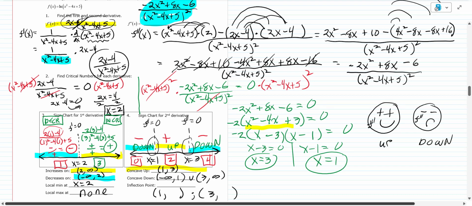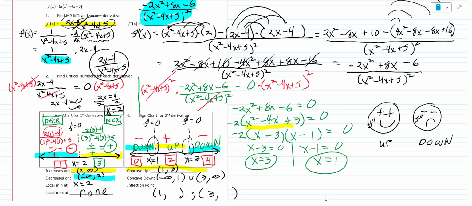Now, to get the y values, you have 2 choices. You could find f of 1 by plugging into the original function, which is ln of x squared minus 4x plus 5. You could do f of 3, again by plugging into the original function, so that would be ln of 3 to the second minus 4 times 3 plus 5. You can do that if you want to. This is what I think you ought to do, though.